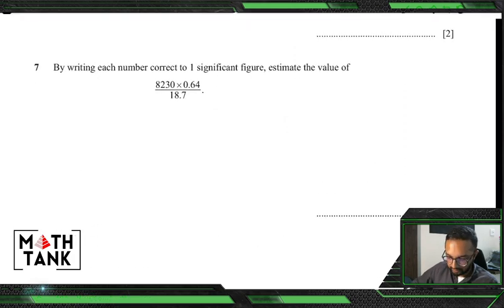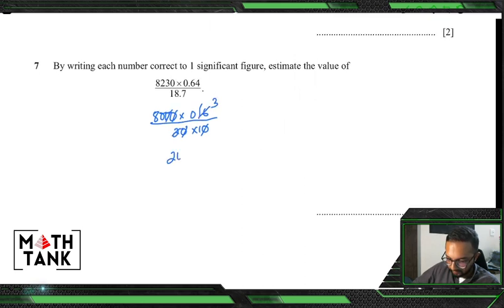Then I have this question, again same idea. I'm going to round this off to 8,000, 0.6 and 20. Remove the decimal, cancel out the zeros. 2 times 1, 2 times 3, 3 times 8 is 24, and a 0, so 240.